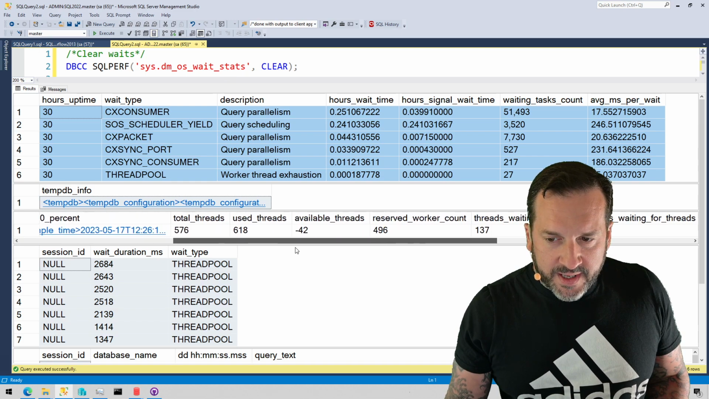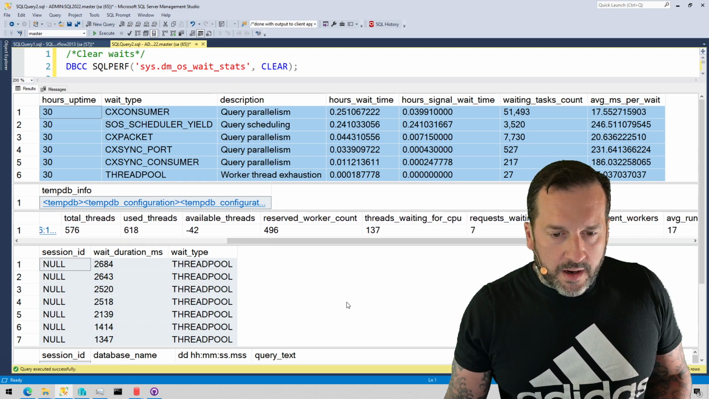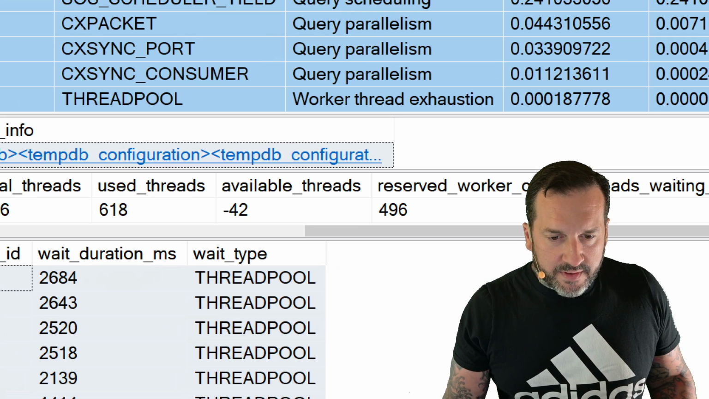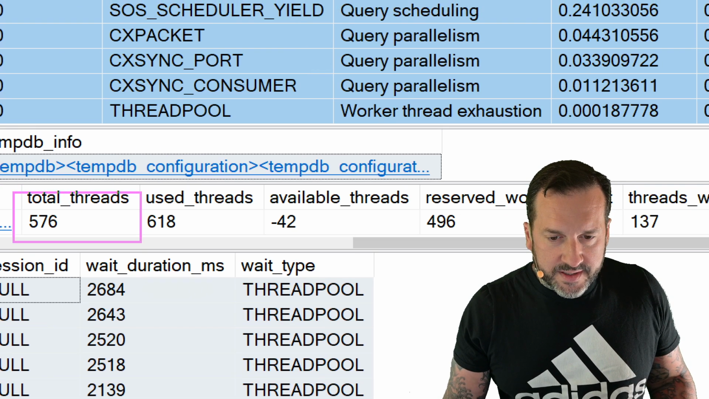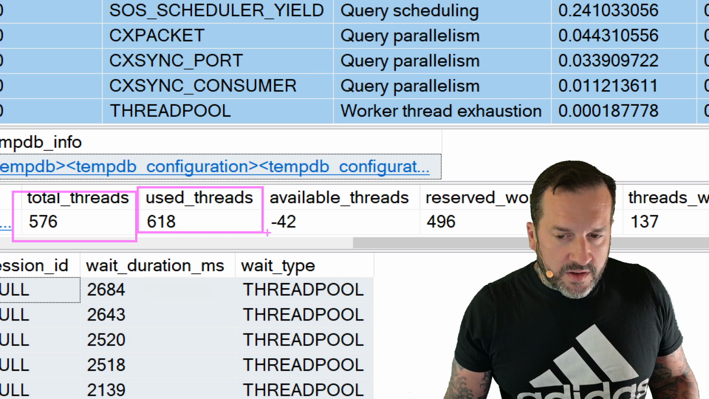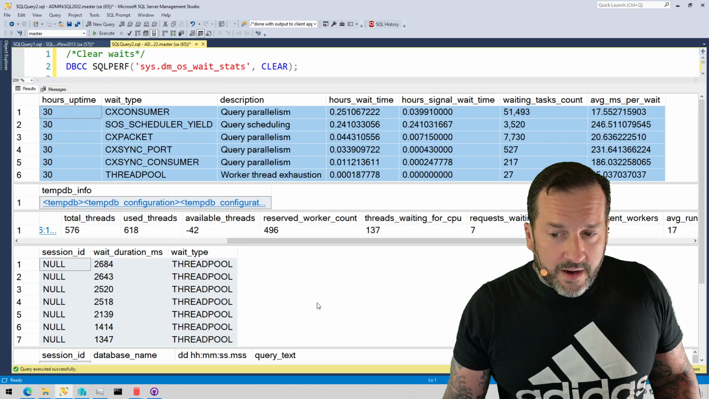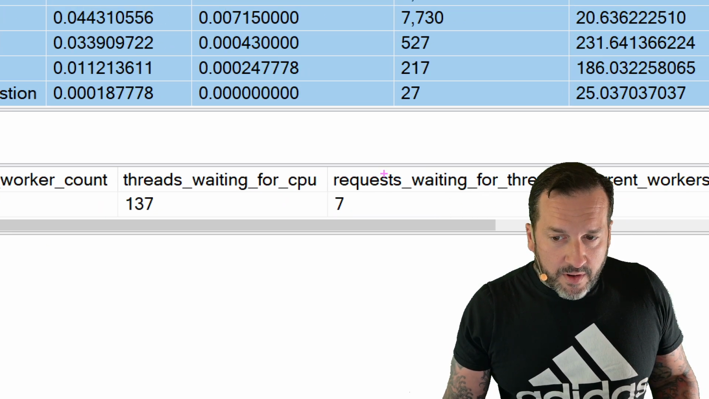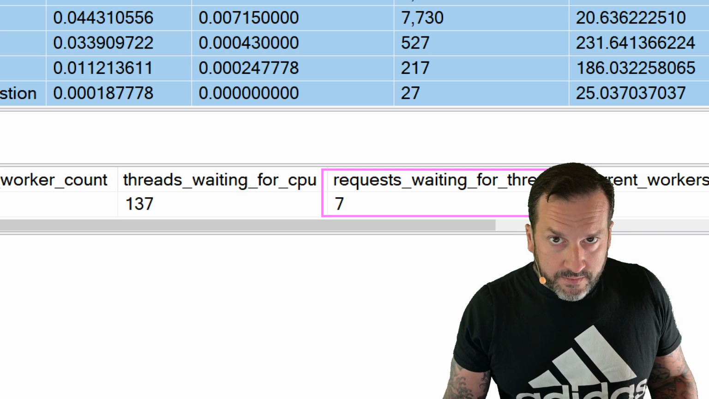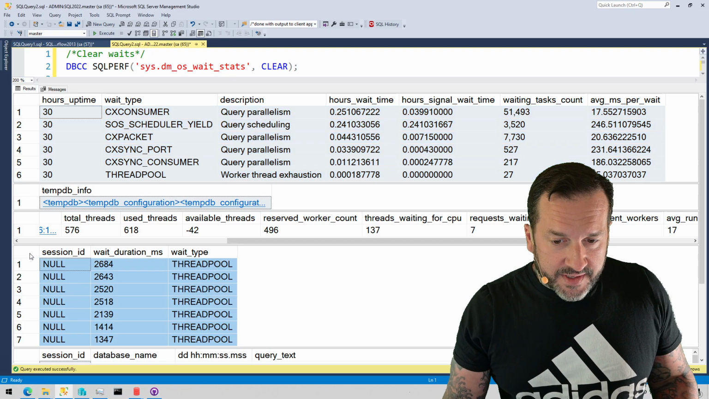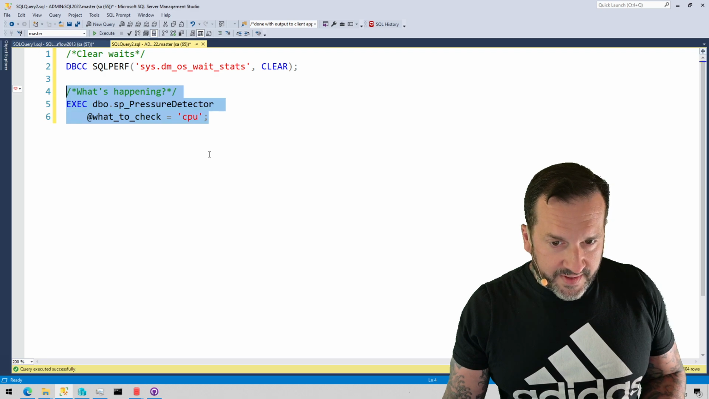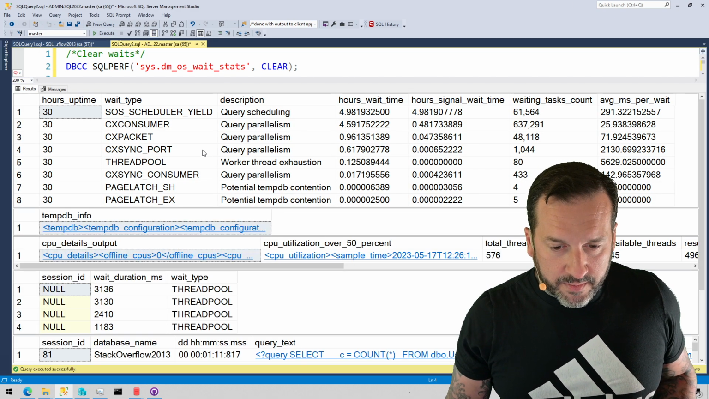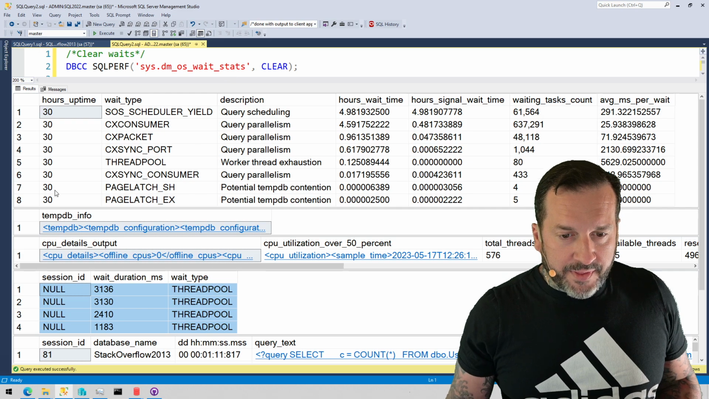Wait stats are going to start to pile up as the workload chugs along. But if we look at this section right now, we're going to see that we have, again, 576 total threads, but we have 618 in use, which means we have negative 42 threads on this server. At the moment, we have 7 requests waiting for threads. You can see that there. And if we look down in this thread pool section, there's 1, 2, 3, 4, 5, 6, 7 in here that have been waiting on thread pool for a bit. Now let's run this again, since the workload's been going for a little bit. Now we have 4 that are waiting on thread pool.